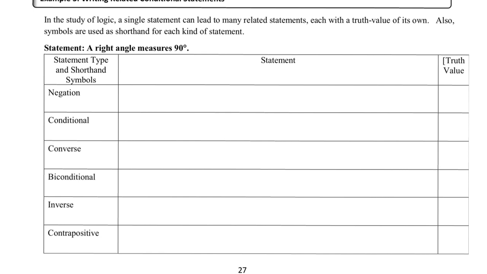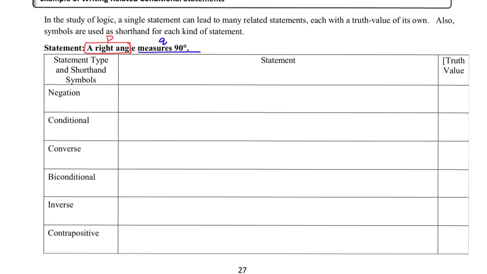So let's practice writing some related conditional statements. Our first statement is: a right angle measures 90 degrees. So we can take this statement, and there are many different statements that are related to this one statement. So let's use our symbols. Let's first write our if-then statement. Your hypothesis is a right angle. The conclusion is 90. So I'm just going to write that above. If it's a right angle is our P, and the conclusion is our Q.